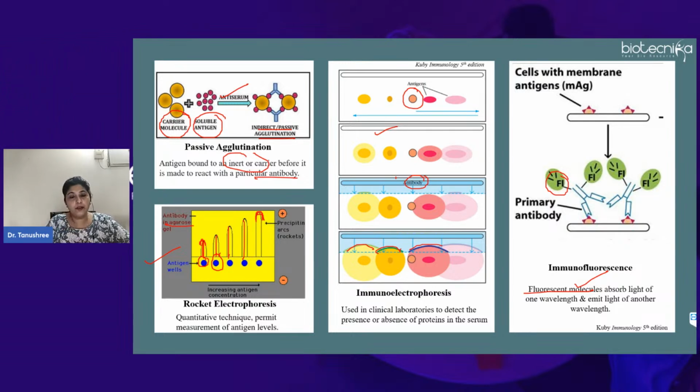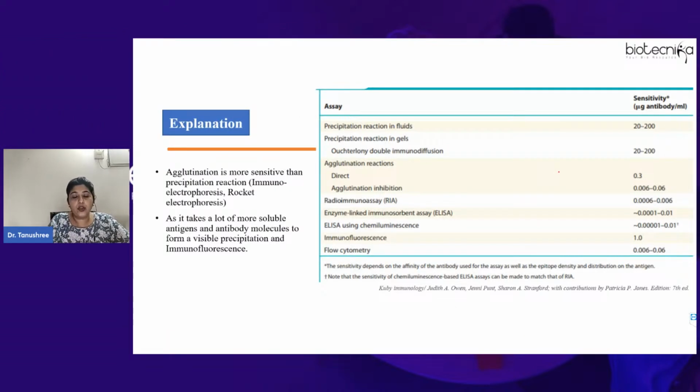So here we are conjugating the antibody with the fluorescent molecule, which absorbs light of one wavelength and emits light of another wavelength. Now we have to find out which of these four is the most sensitive immunoassay. If you go through Cube, the reference book Cube of immunology, this particular table is given and your answer lies in this table. You can see the sensitivity is given for all techniques: for precipitation techniques, agglutination reactions, and also the sensitivity of radioimmunoassay, ELISA, and immunofluorescence.